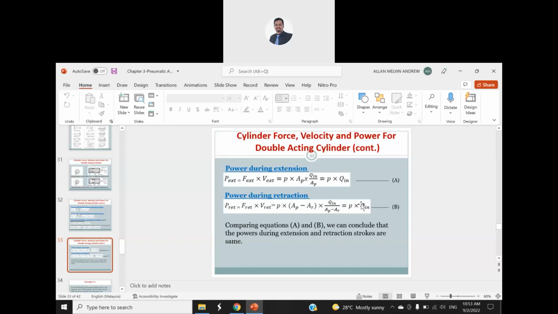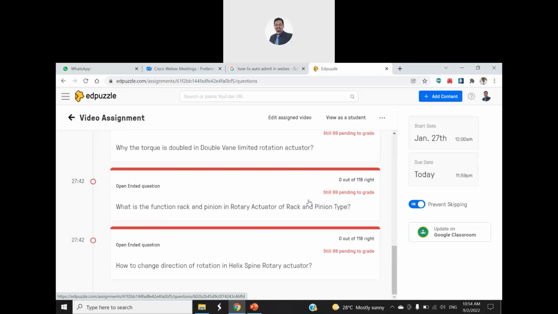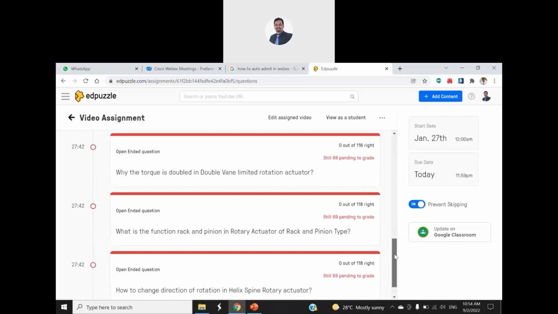Okay? So you can answer this question by saying that the area of exposure will be cancelled out, and at the end only the pressure and the flow rate are used to calculate the power. Can? Okay, can? So we move to the next question.